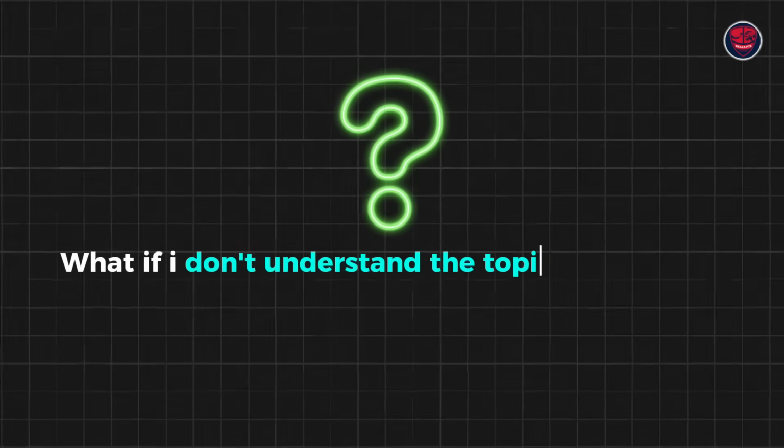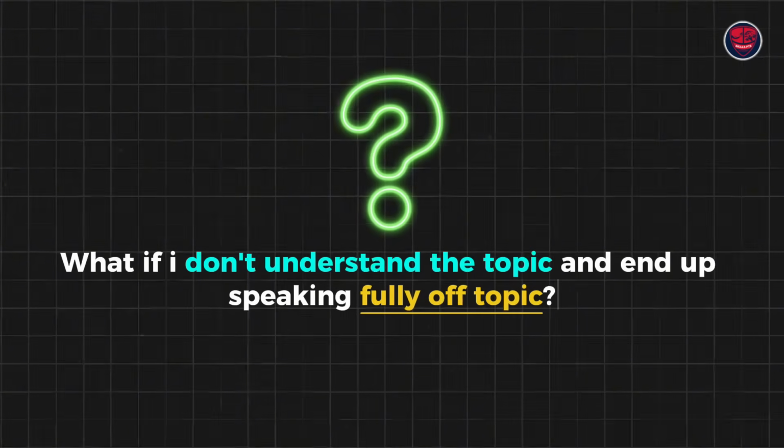The next strict rule: what if I don't understand the topic and end up speaking fully off topic? Then again, marks will be completely zero. A little bit off topic, it's fine. Let's say you have to go on this road. There's one more road slightly next to it, you took that and joined, it's okay. But if you go on this road and you took a right turn or you reversed, then no marks.